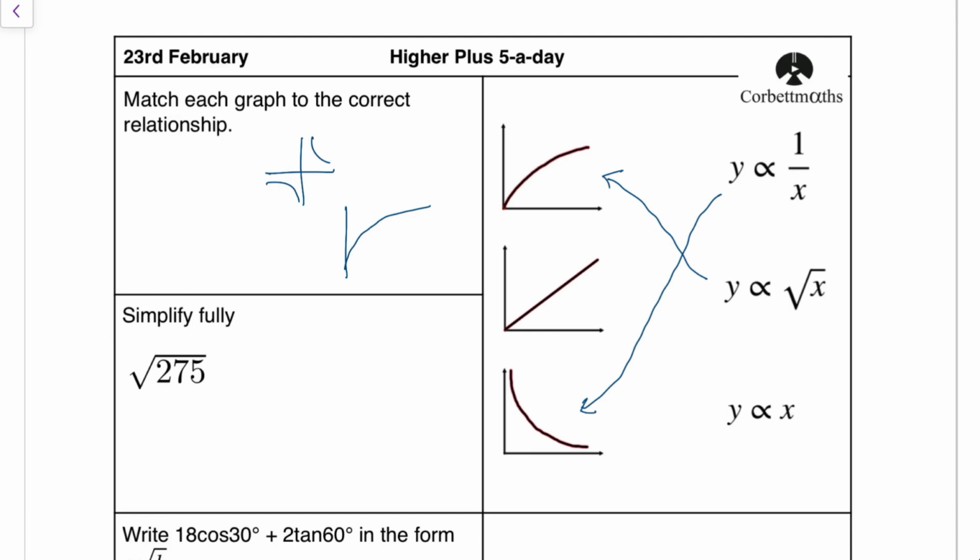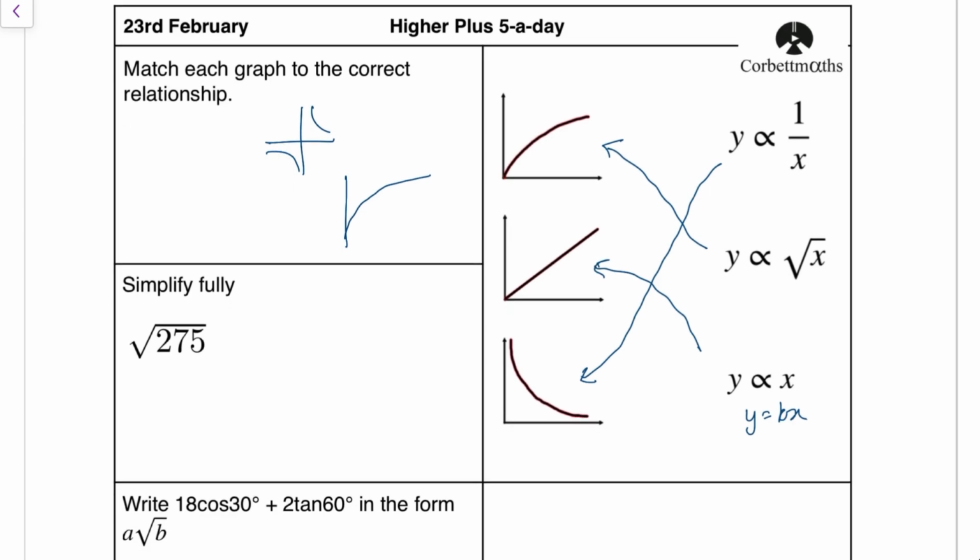Now, we know the last one without doing any work, but let's think about why this is. y is proportional to x, which means that y is some linear relationship with x, which means y is a straight line, so therefore it's going to be this one here. First question done. Next question is right next to us, isn't it?